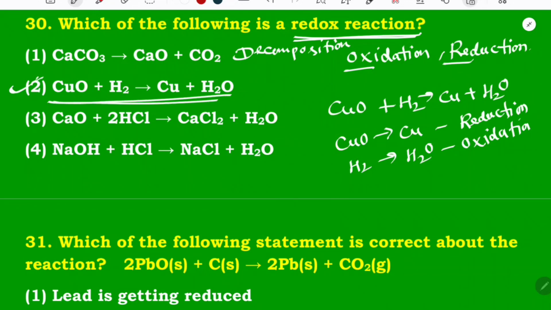Next, the third one is a double displacement reaction. And the fourth one is also a double displacement reaction. So only the second one is the correct answer. So next.